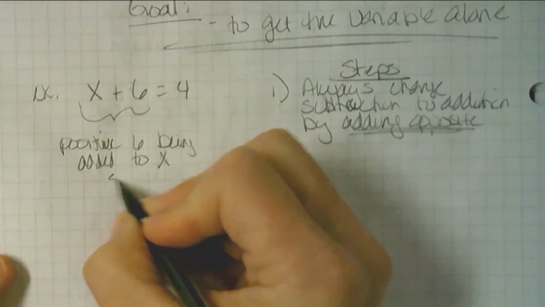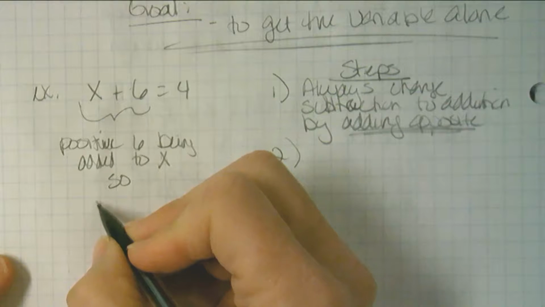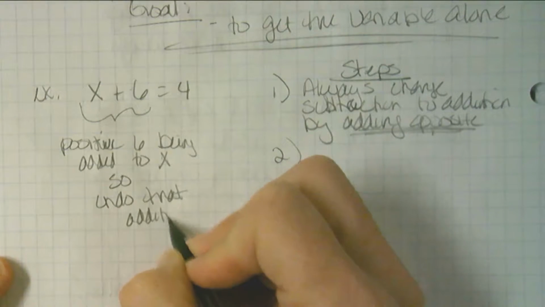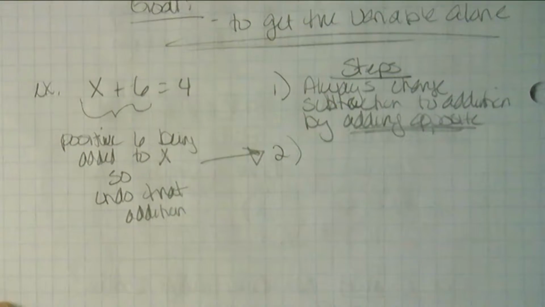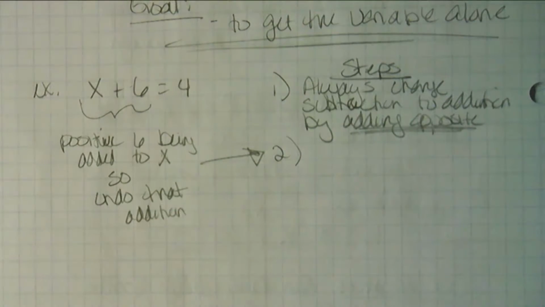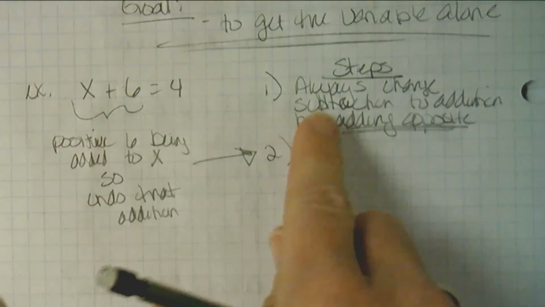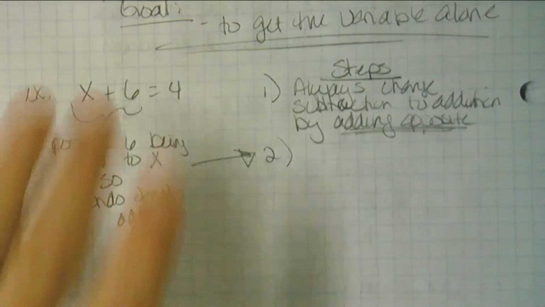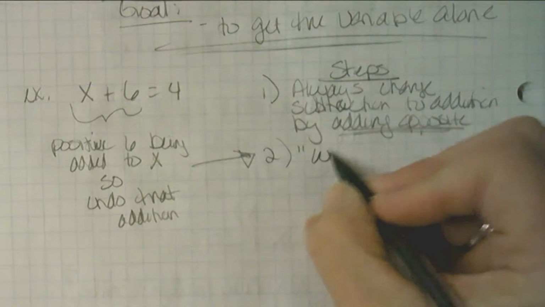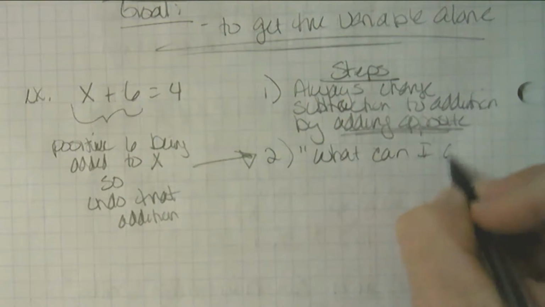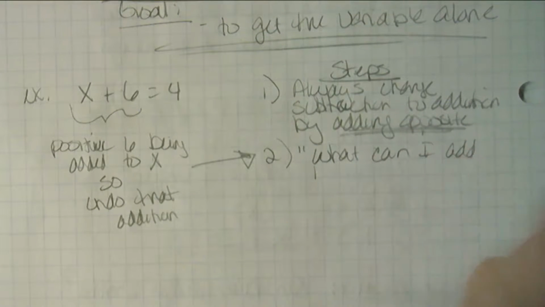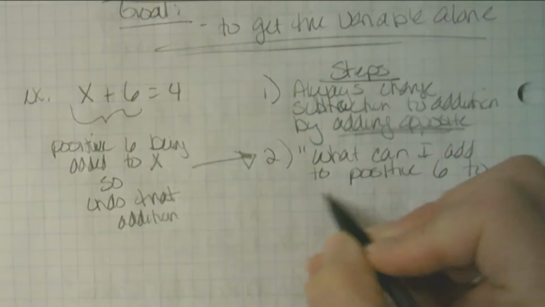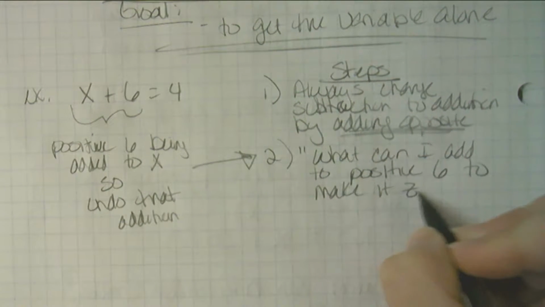So what I want to do is undo that addition. And this is going to be my second step. This is what I always want you saying to yourself. Because everything is going to be in addition, you've done adding the opposite. This is all addition, no subtraction. What you're going to say to yourself in step 2 is, what can I add to positive 6 to make it 0?